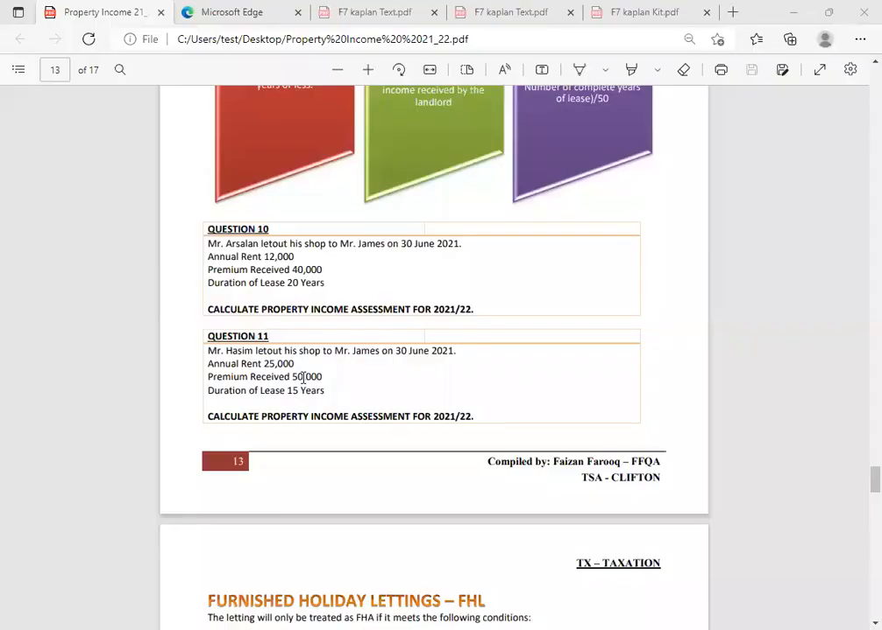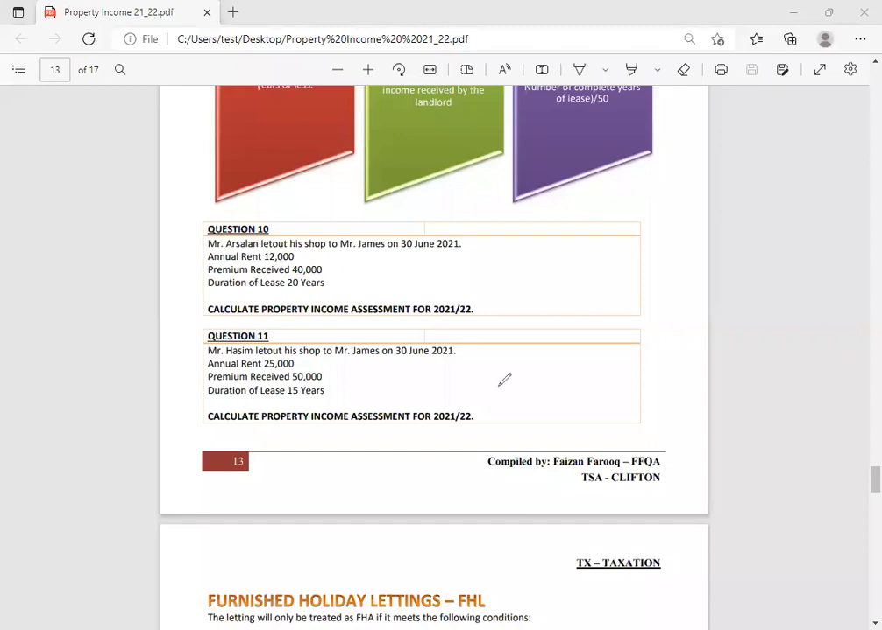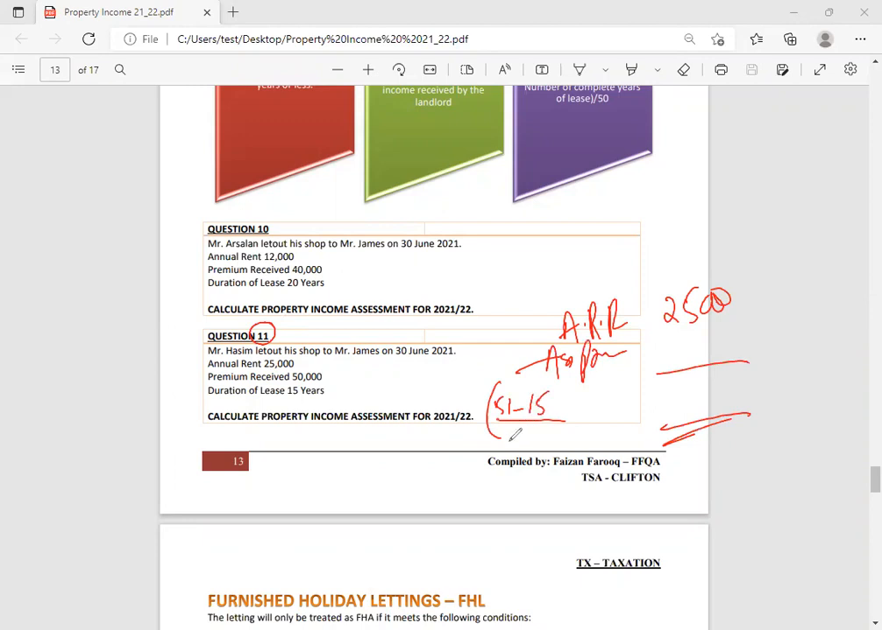I need you to do question number 11 on your own, please. We have annual rent received in question number 11, 25, right? Assessable premium: 51 minus 15 years, divided by 50, yes. 50,000. How much? 36,000. So the answer is 36,000. So this is my property income. You got the correct answer. Any questions?